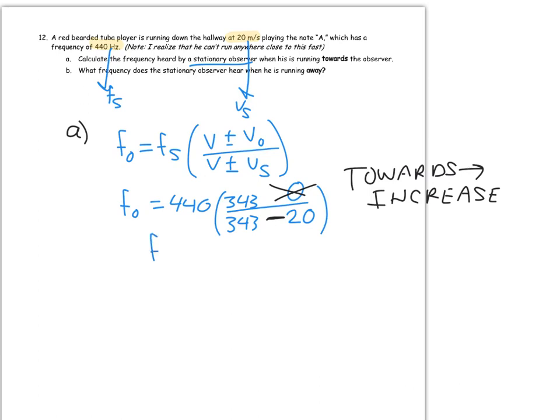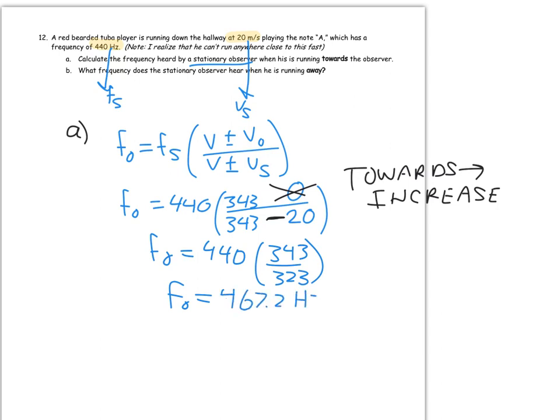And when we go ahead and do the math, it's going to be 440 times 343 over 323, and we end up getting a frequency observed here of 467.2 hertz. So that works. That is always a nice little check. Just thinking about it conceptually, you know it should be greater, and we ended up getting a greater number.